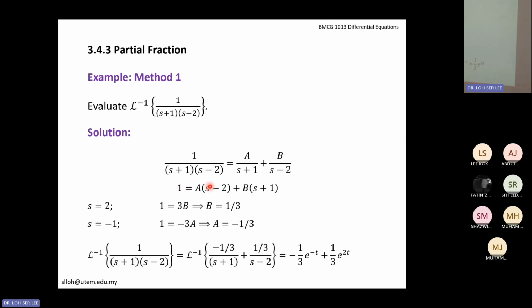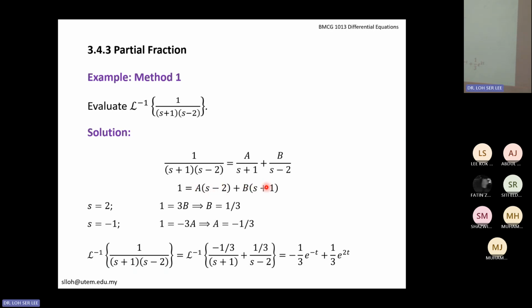Then we can simply choose any values, the suitable ones. For s minus 2, we choose s as 2, because 2 minus 2 gives 0. So one unknown is gone and we have only one unknown left. When s is 2, 2 minus 2 is 0.